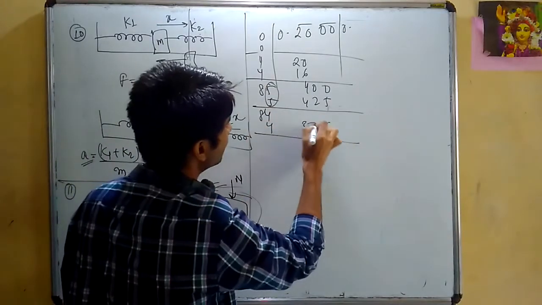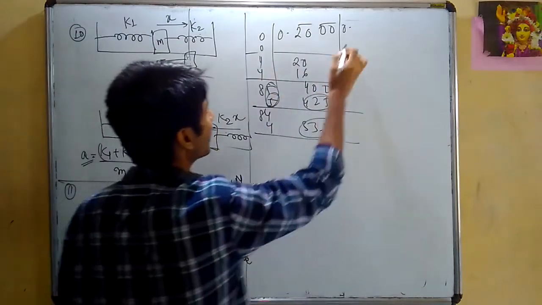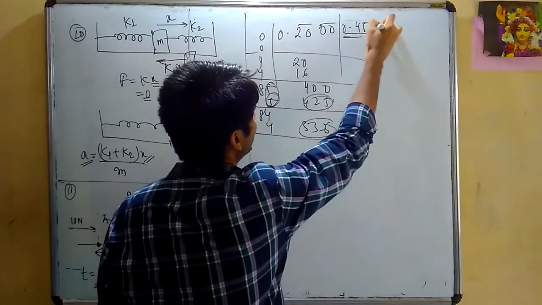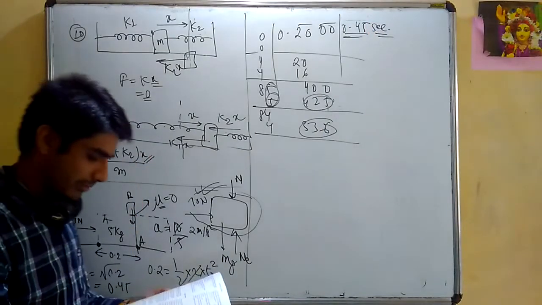4 4 is 16, 1 3 36. This is more closer to this. Therefore, for better approximation, I can take 5. So 0.45 seconds will be the answer. That is root of this. So you can see the answer will be this.